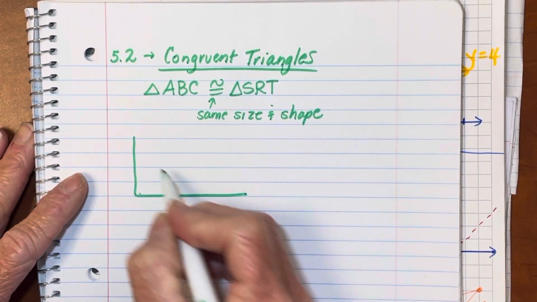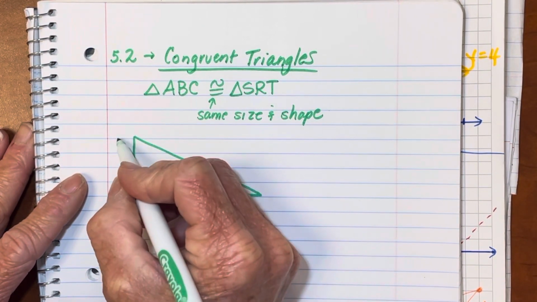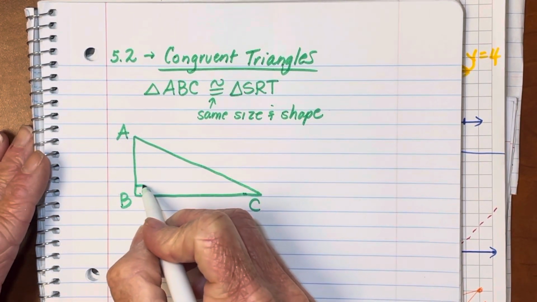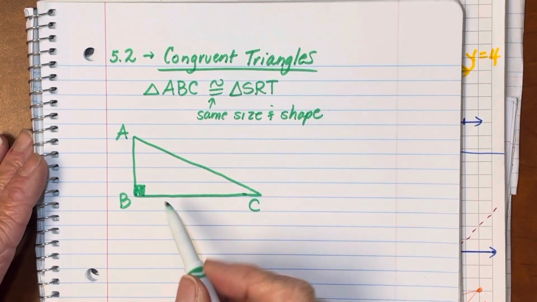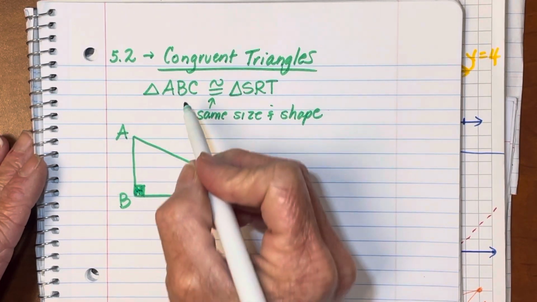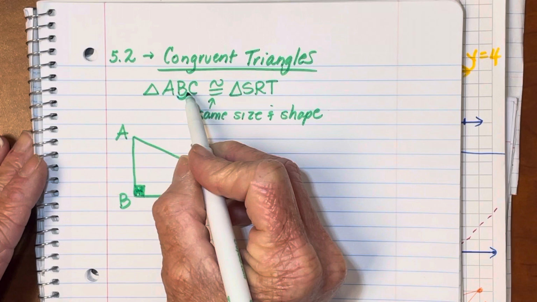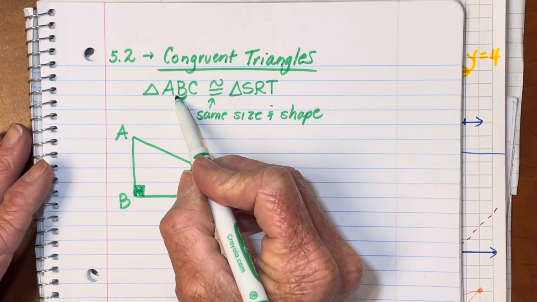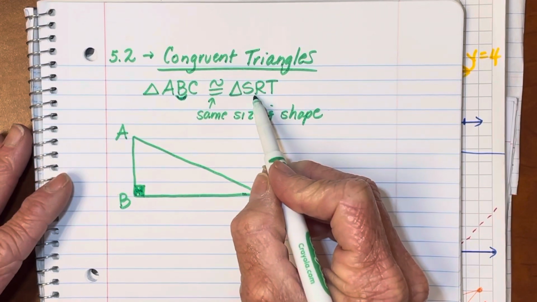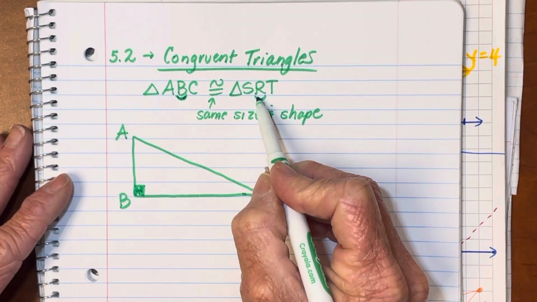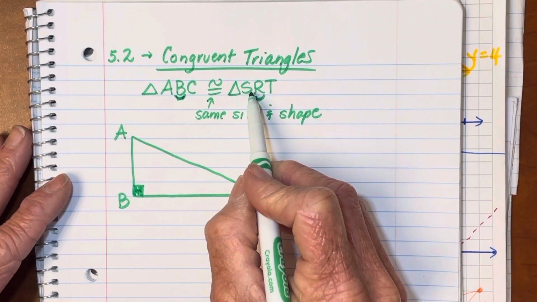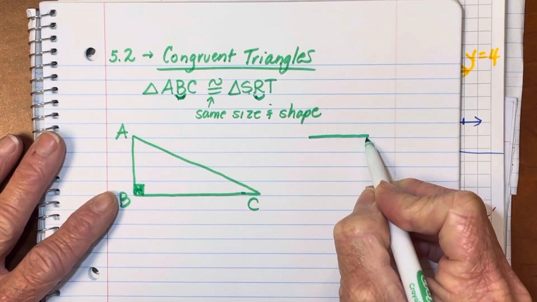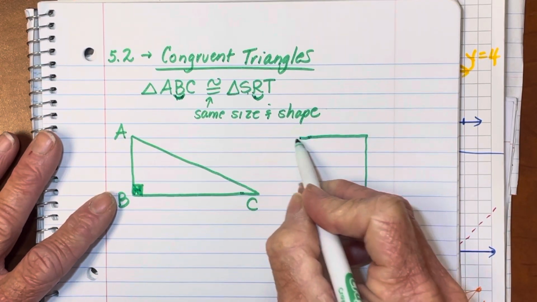So suppose triangle ABC looked like this. And let's say it's a right triangle, okay? The order of the letters matters when you're writing a congruency statement. Because B is in the middle, I know when I draw my other triangle, R matches with B, and it should be the right triangle in triangle SRT. So let's suppose it was just oriented a little differently.